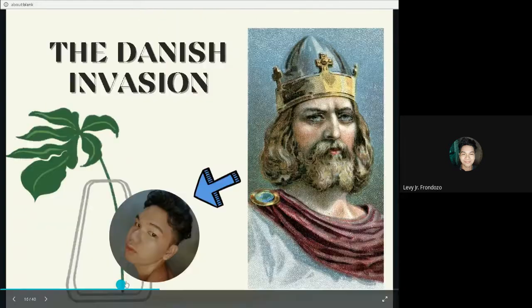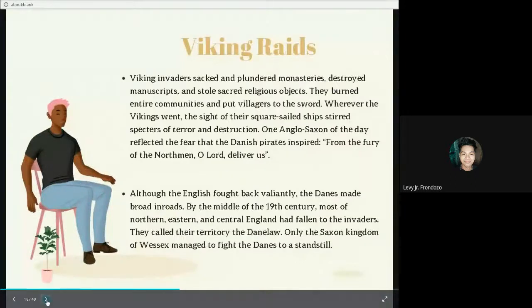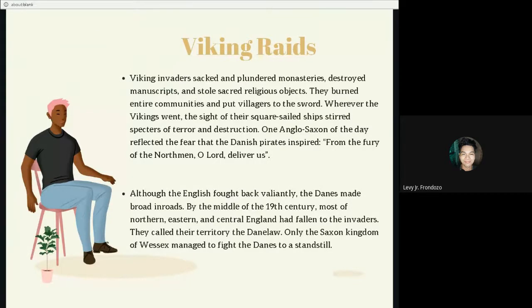So under the first Danish invasion, we have the Viking raids. Viking invaders sacked and plundered monasteries, destroyed manuscripts, and stole sacred religious objects. Obviously, since Vikings are pirates, that's the usual habit that they are doing. They burned entire communities and put villagers to the sword. Wherever the Vikings went, the sight of their square-sailed ships stirred specters of terror and destruction. One Anglo-Saxon prayer of the day reflected the fear that the Danish pirates inspired: From the fury of the Northmen, O Lord, deliver us. So parang yung prayer po na yan, yan yung reflection ng situation during that raid of the Vikings.